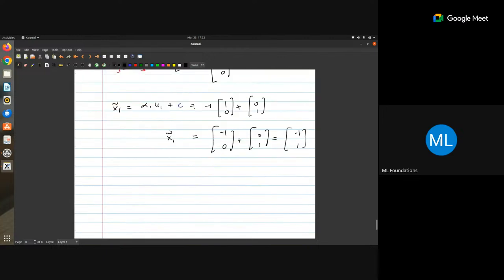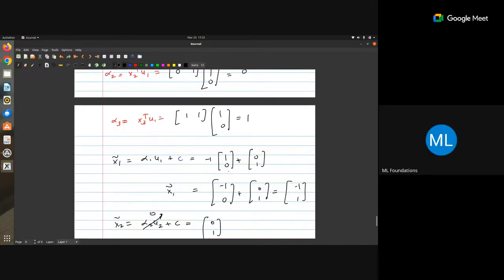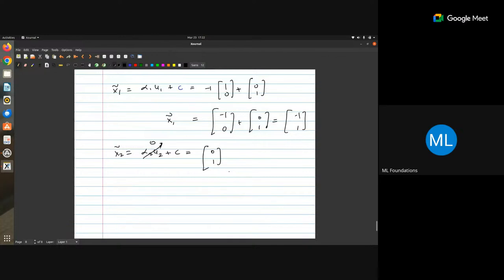Okay, what about x2 tilde? Same, x2 tilde is alpha 2 u2 plus c, but alpha 2 is 0 and hence this term becomes 0, plus c. C is 0. So again, I'll get the same x2, the original data.